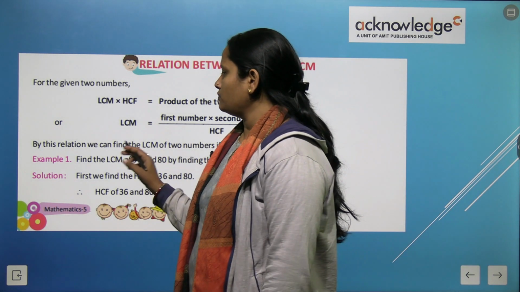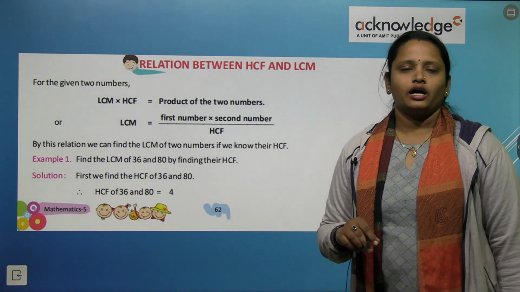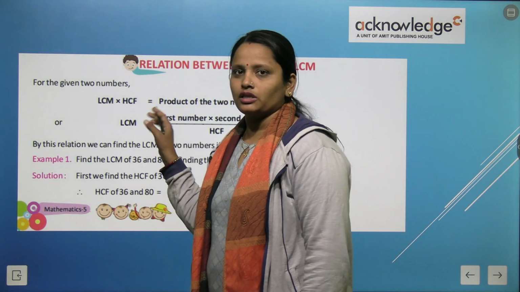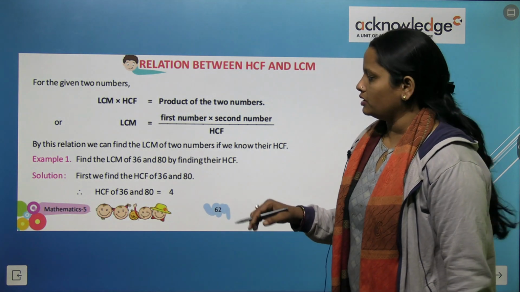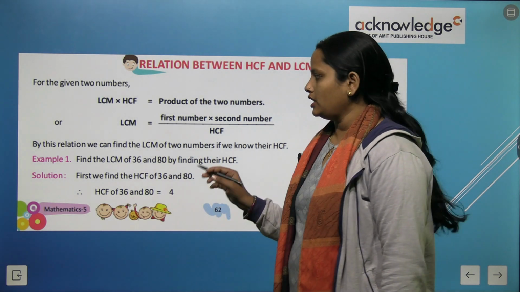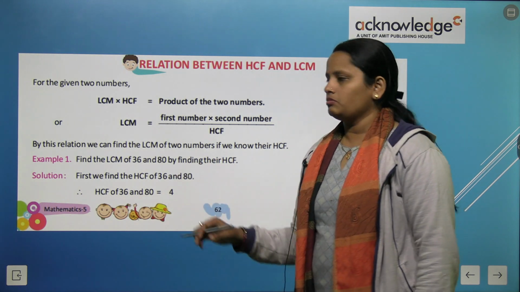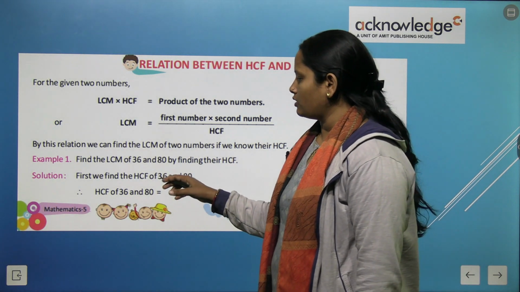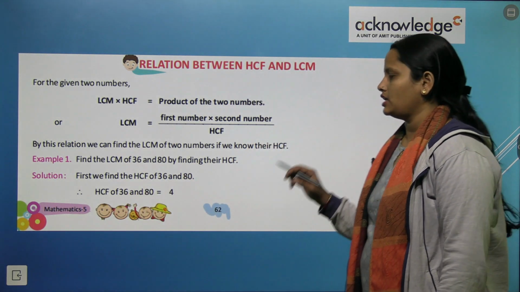By this relation we can find the LCM of the two numbers if we know their HCF. अगर हमें किसी नंबर का HCF पता है तो उस नंबर का LCM हम इस मेथड को लगा के निकाल सकते हैं. Let's see the example. Find the LCM of 36 and 80 by finding their HCF. LCM को हमें find out करना है इन दोनों numbers का HCF find out करने के बाद. So when we find out the HCF of 36 and 80, we get 4 as the HCF.